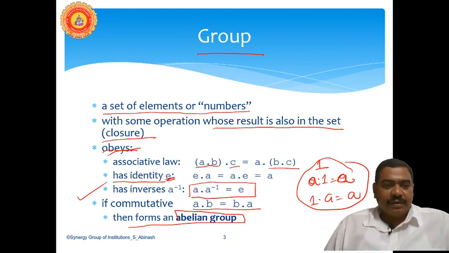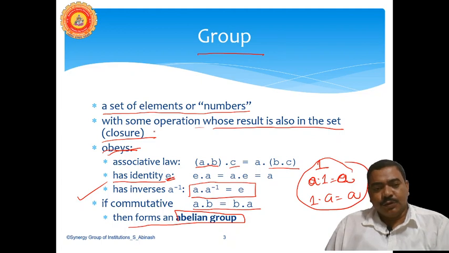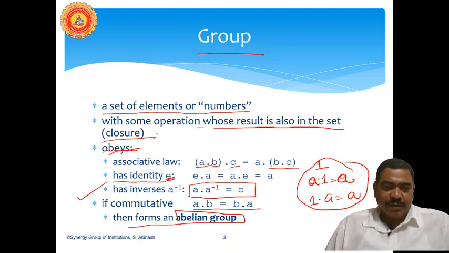So once again, a group is a set of elements or numbers with some operation whose result is also in the set. That means there is a closure property. If I perform multiplication, let's say 2 is one number and 3 is another number, both are present in the set of integers. So 2 into 3 is also a number that belongs to that set of integers. In that case, we can say that is a group. It obeys the associative law, identity, inverse, and if it is commutative, then it is known as an abelian group.